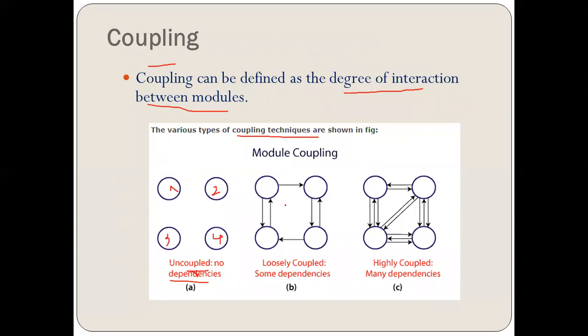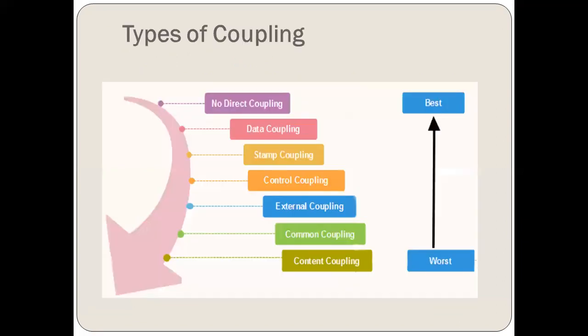Next, we have a low degree of communication or interaction among the four modules. This is loosely coupled. That means some dependency is there, but they are not highly coupled. The third type is highly coupled. That means the degree of interaction among the modules is very high, or many dependencies can be seen among the modules. That is defined as highly coupled. And I have told you that for a good quality design, there should be low coupling. That means the functional dependency should be low among the modules, but high within the module.